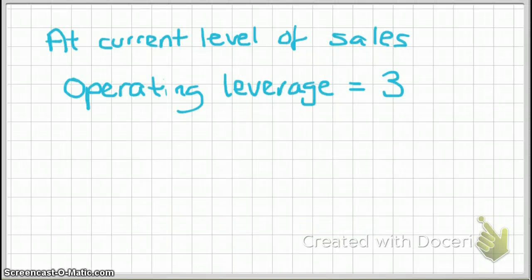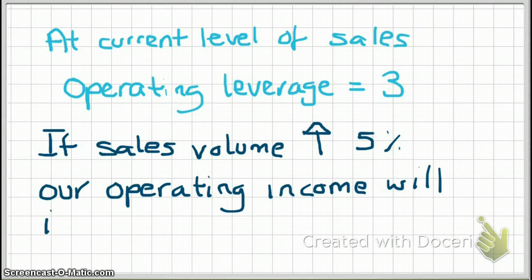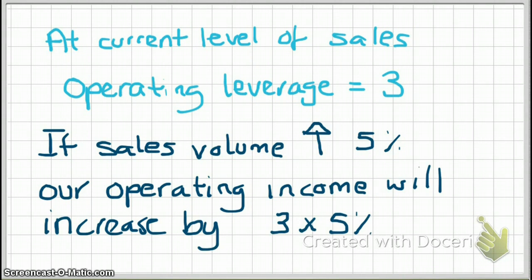So how does this operating leverage factor work? Let's take a look at an example. Let's say that we have a company with an operating leverage factor of 3. Let's take a look at what will happen if our sales volume increases by 5%. For this particular company, if our sales volume increases by 5%, we say that the operating income will increase by 15%.